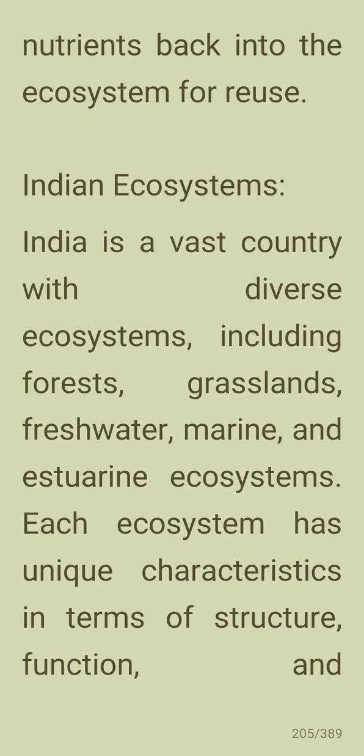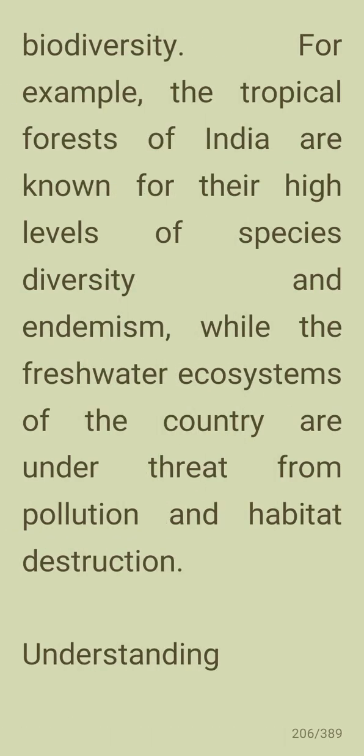So, Indian ecosystems. India is a vast country with diverse ecosystems including forest, grassland, freshwater, marine, and estuarine ecosystems. Each ecosystem has unique characteristics in terms of structure, function, and biodiversity. For example, the tropical forests of India are known for their high levels of species diversity and endemism, while the freshwater ecosystems of the country are under threat from pollution and habitat destruction.